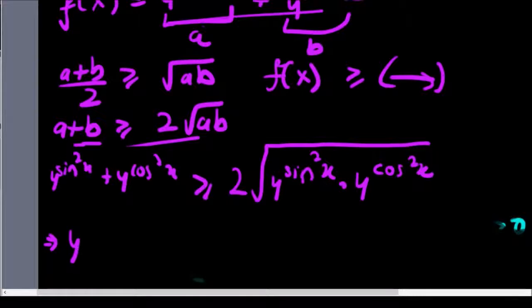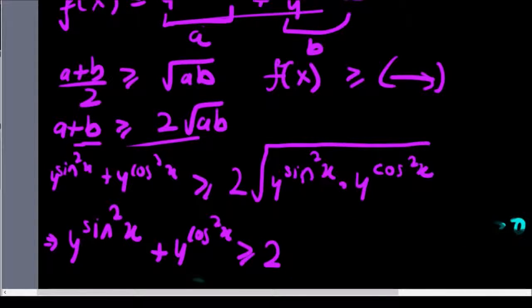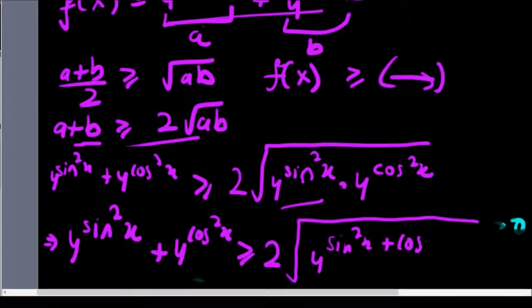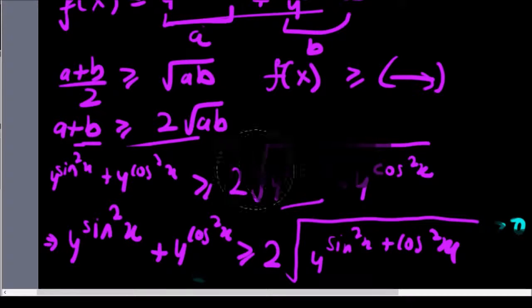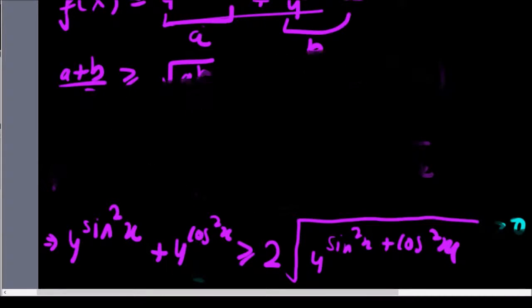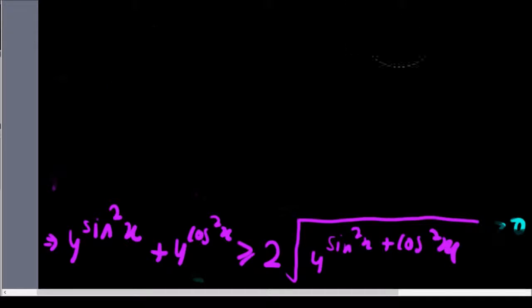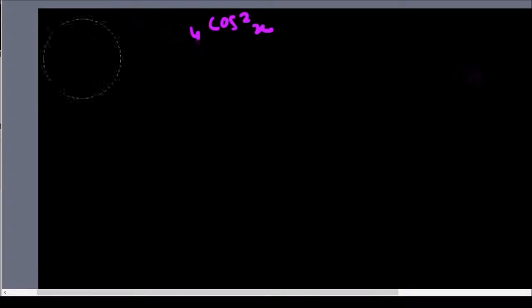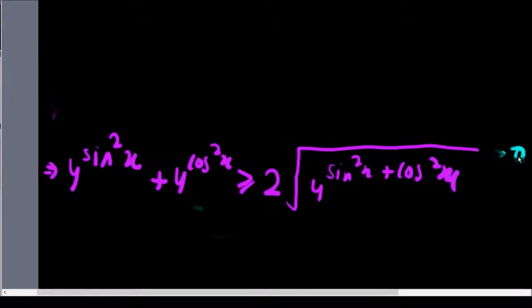Simplifying it further, we'll get 4 to the power sine square x plus 4 to the power cos square x is greater than or equal to 2 times the square root of 4 to the power (sine square x plus cos square x). And if you've studied your unit circles and trigonometry, you will know that sine square x plus cos square x will always be equal to 1. If you don't know that, please look up Google and search unit circle, or just search basics of trigonometry from Khan Academy. You will find the appropriate link.